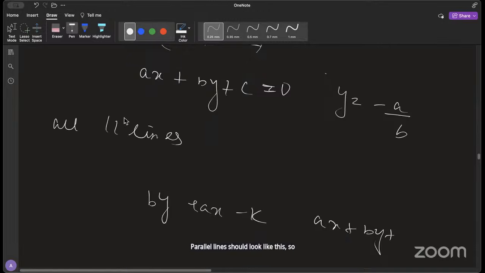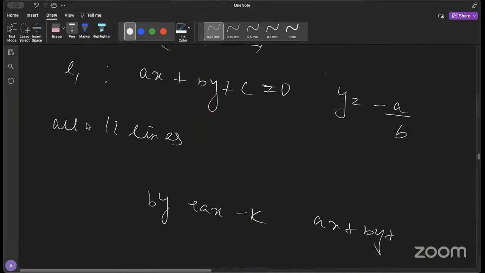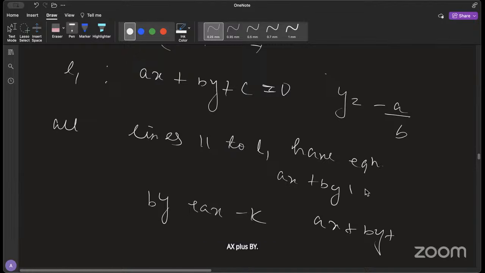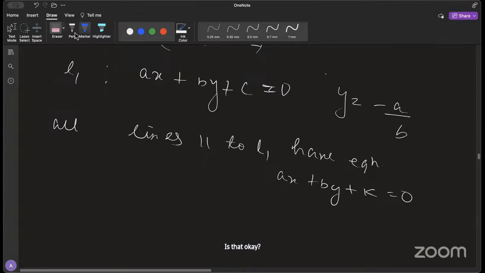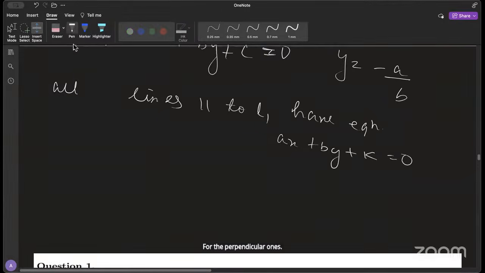So in simple words, for a line to be parallel to this line, it should look like this. Let's say this is L1. All lines parallel to L1 have an equation of this form: ax plus by plus some constant equals 0. Is that okay? And then the other one is for the perpendicular ones.